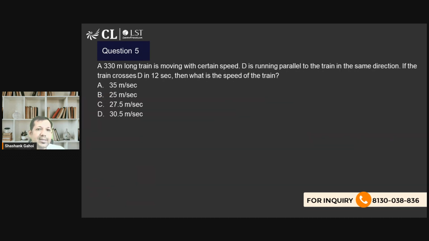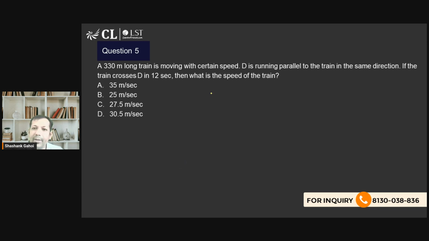What does it say? A 330-meter long train is moving at a certain speed. D is running parallel to the train in the same direction. If the train crosses D in 12 seconds, then what is the speed of the train? Okay. So, what is the meaning of this question?